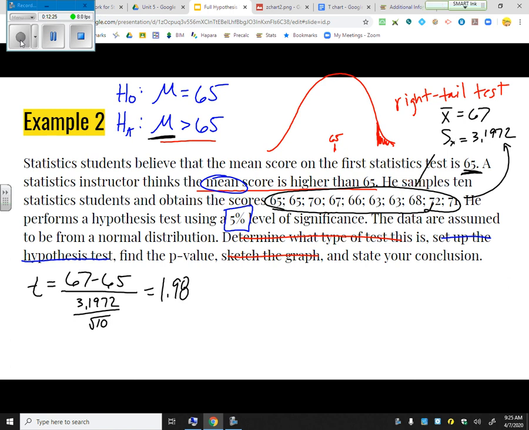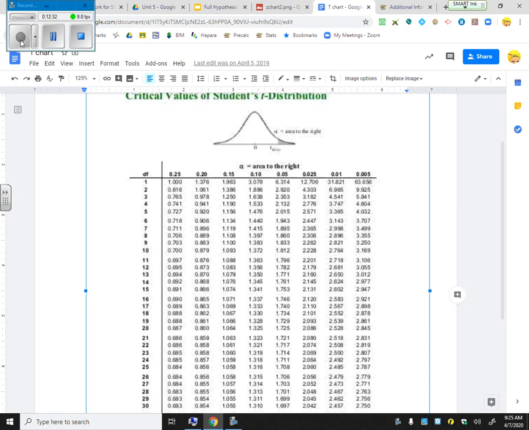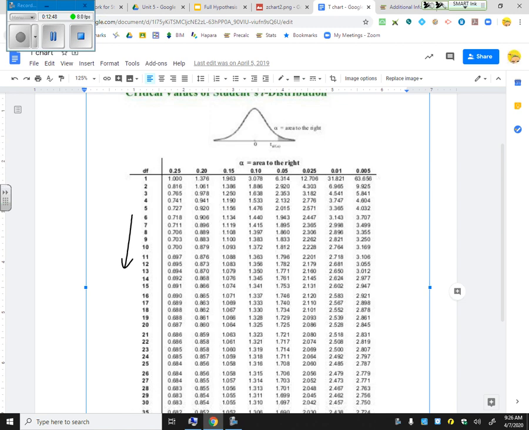Okay, so I want to go back to my t-table. And my test statistic of 1.98, I want to try to find that on here. Remember, this t-table is a little bit different. I got my degrees of freedom running down this left side, and I got my areas, my probabilities, running across the top. So I need to find 1.98 or something close to 1.98.